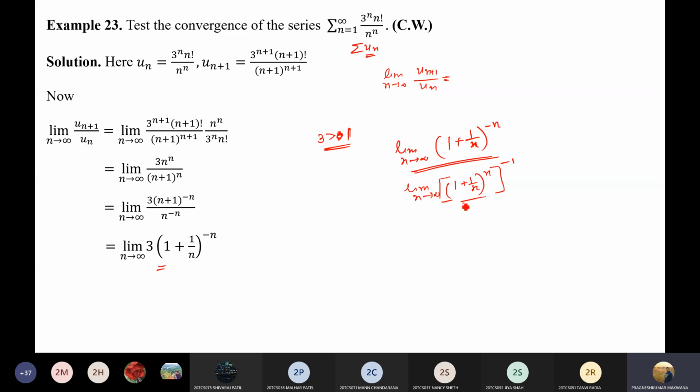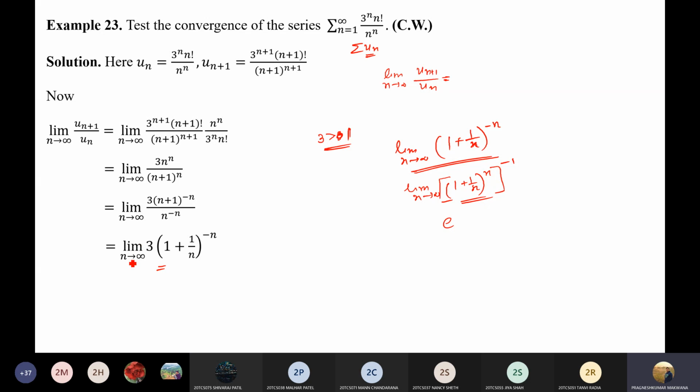What is the answer of this limit? That is a standard formula we already use in 11-12 standard. If limit n tends to infinity (1 plus 1 upon n) raised to n, the answer is e.